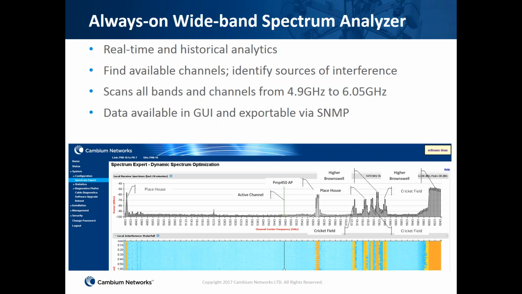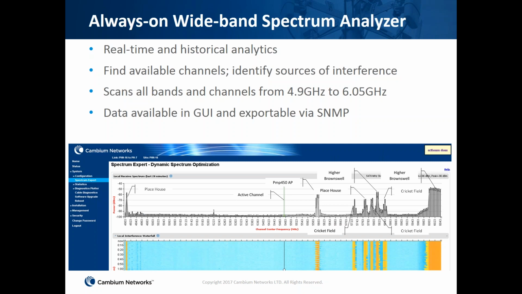You can also have historical analysis, which goes into the mean aggregate over a configurable period of time. Also, the DSO is almost hitless, which means you don't drop any packets, you just automatically move to the new channel without losing any packets.